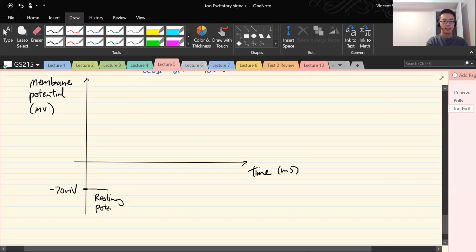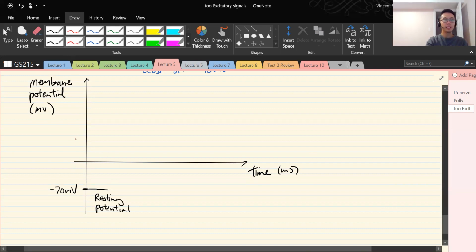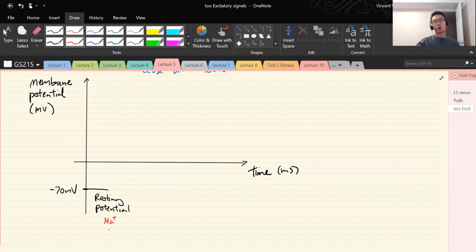Resting potential. Okay, help me out here, all right? At resting potential, what is the concentration of sodium on the inside? Is it high or low? Let's think about it. Okay, try not to look back.